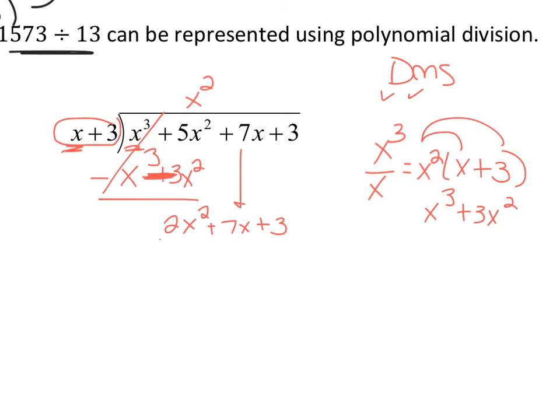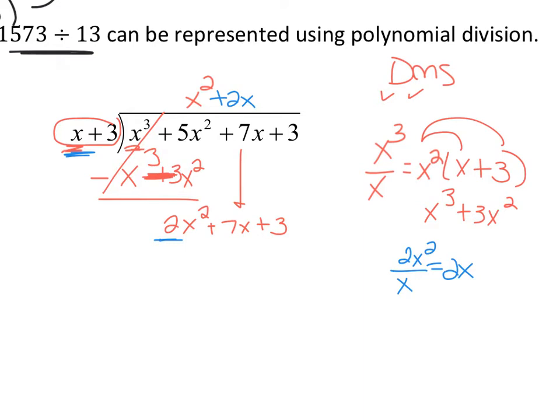So you're going to take 2x squared and divide it by x. It's always the first term divided by the first term, okay? And you're going to end up getting 2x. That'll go up here.